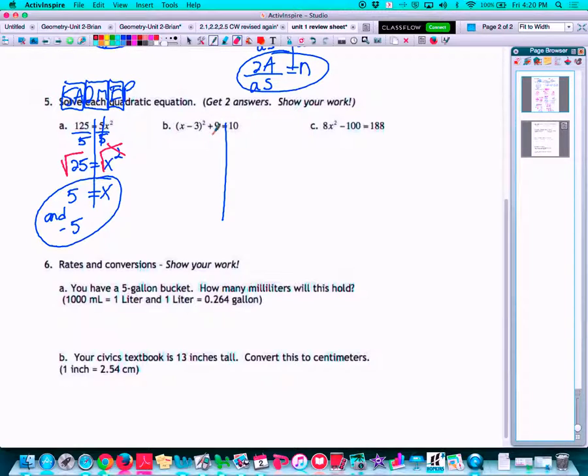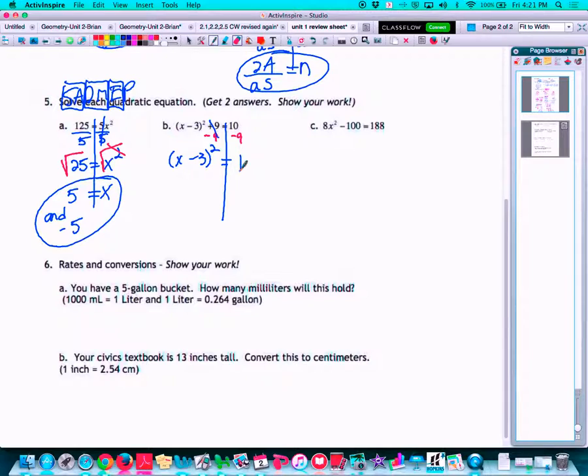Next problem. Again, we're going to use our SADMAP steps, so we're going to undo any subtracting or adding first. In this case, we do have an adding, so we're going to subtract 9 from both sides. That leaves us with (x − 3)² is equal to 1.